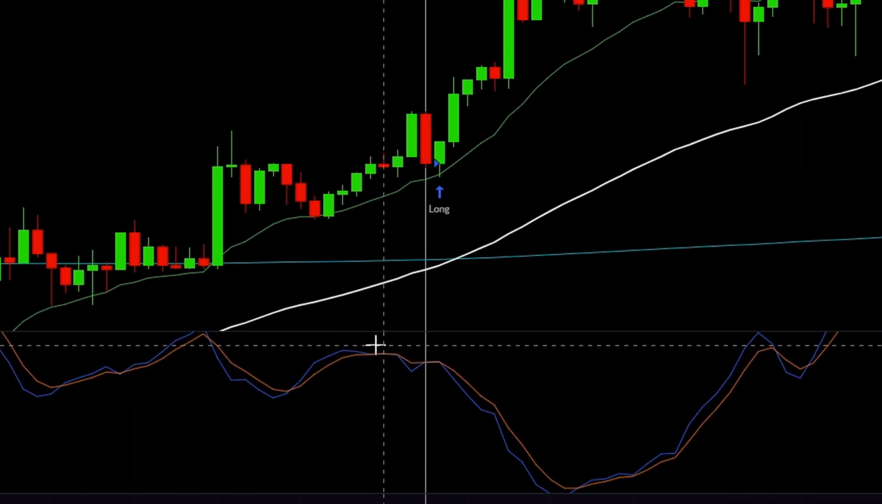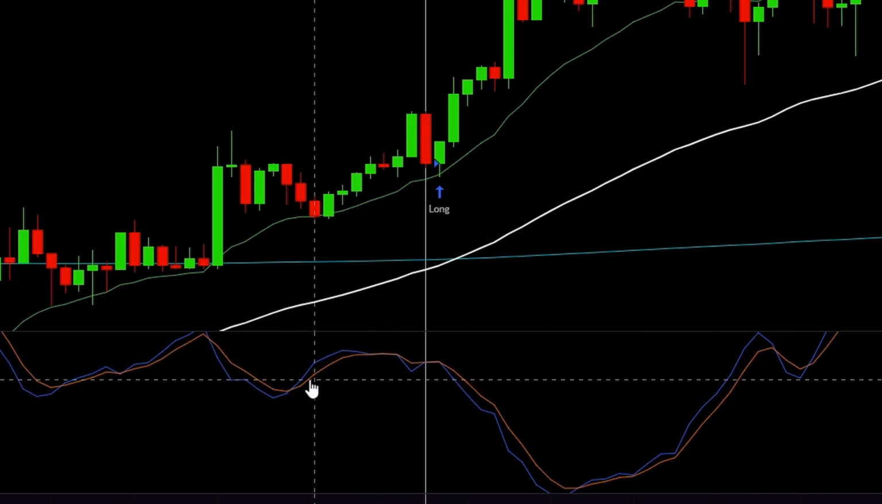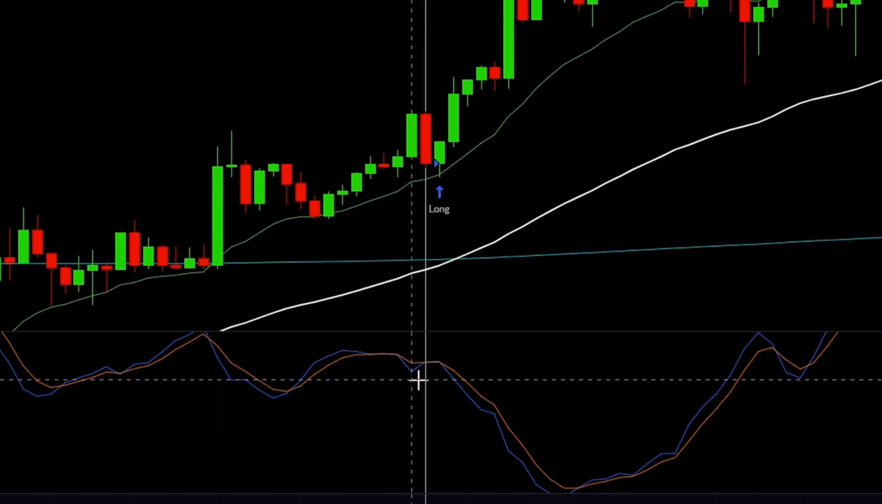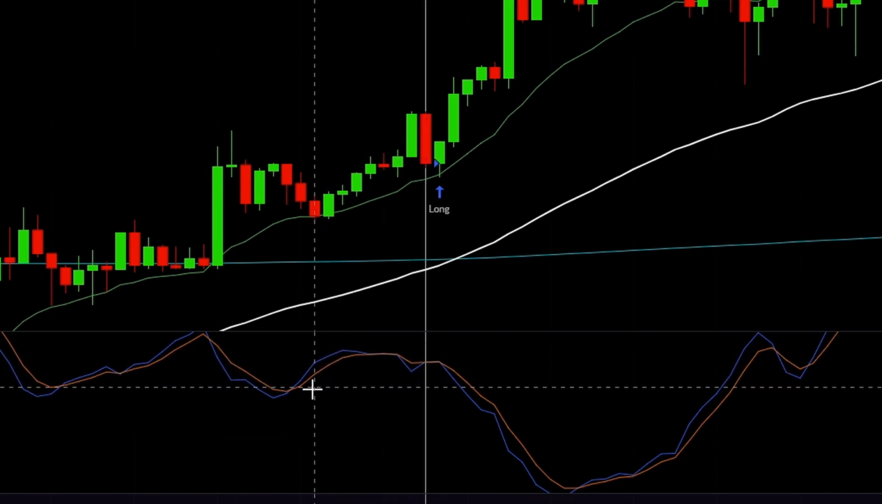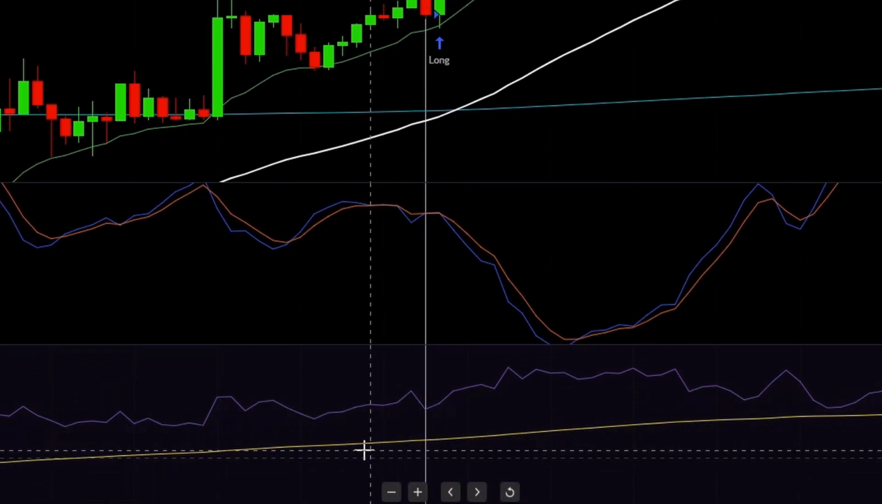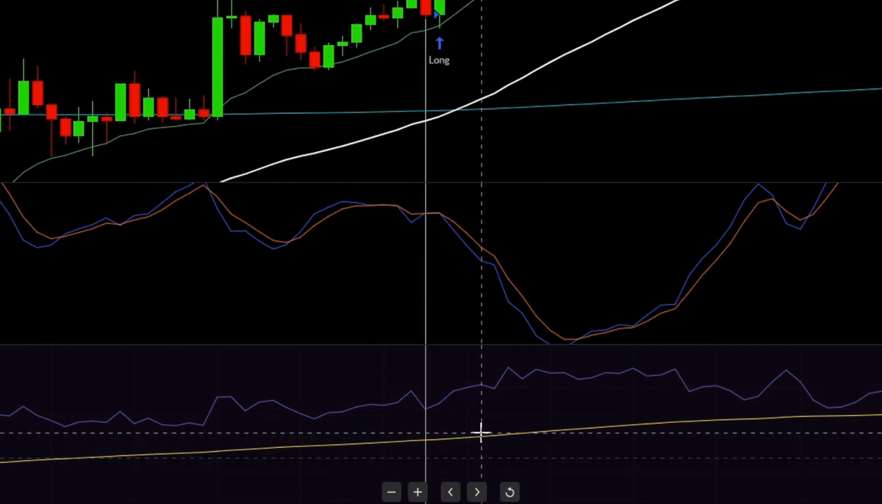A cross-up is technically when the blue line goes above the orange line, or the fast-moving one goes above the slow-moving one. So this second cross-up is definitely higher than the first cross-up, meaning that this rule is also met. The RSI needs to be above the RSI-based moving average, which is this white line.